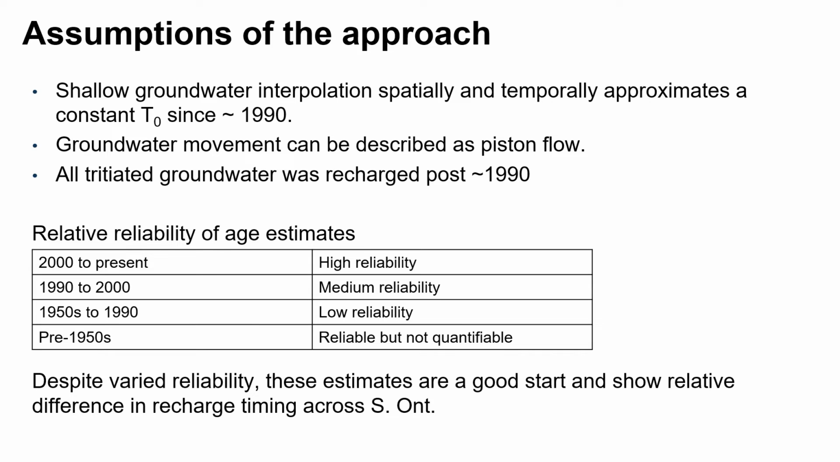So our simple exponential decay approach comes with many assumptions, and I'm going to run through them here. So we assume that our shallow groundwater T0 interpolation is spatially representative and temporally consistent since at least the 1990s, when groundwater tritium in the Ottawa area in precipitation was stabilizing. Also, another assumption, groundwater movement has to be described as piston flow, so no dispersion and mixing, and that all tritiated waters were recharged post-1990s, and everything prior to that would have had little to no tritium.